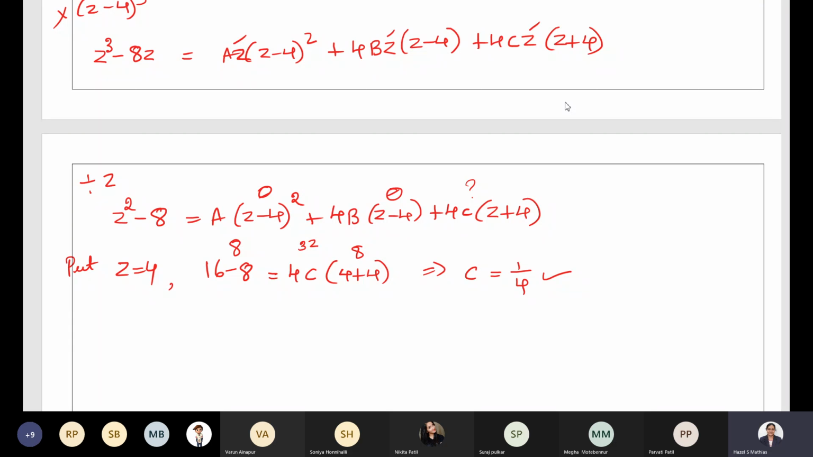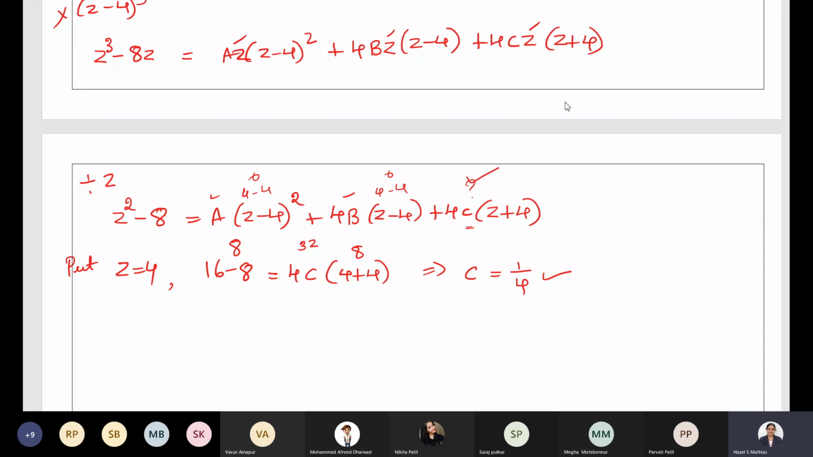Next, what shall we do? See, just by putting in a value, we cannot get the values of a and b; we need to do something to find them. The c value we got just by putting z as 4. When you put z as 4 here, 4 minus 4 is 0, and here also 4 minus 4 is 0. So we get the value of c. If I put the value of z as minus 4, then c becomes 0, but we still get the coefficients of a and b mixed together. So we cannot put z as minus 4.